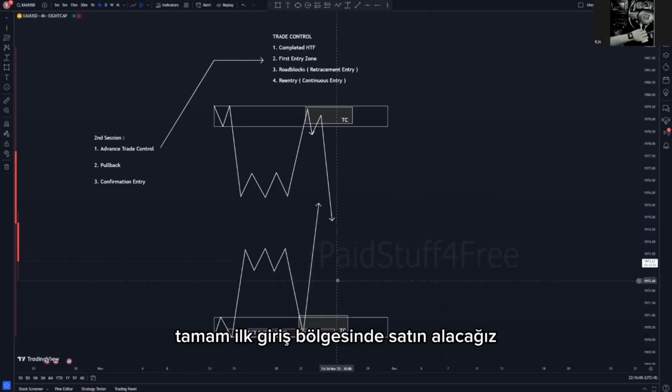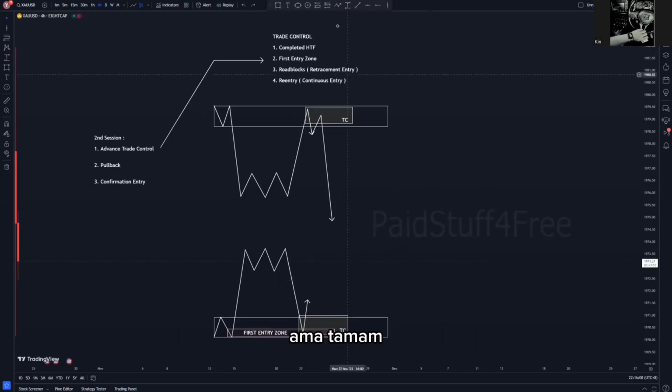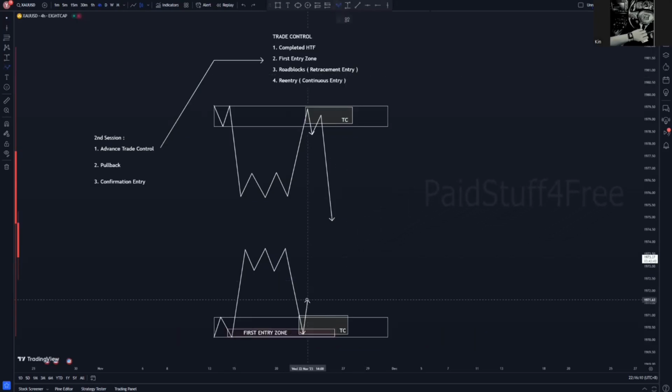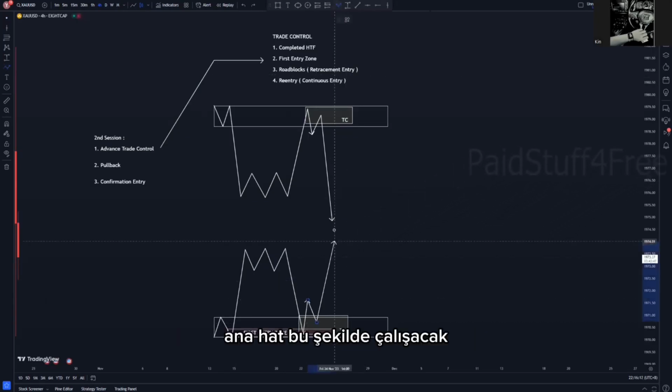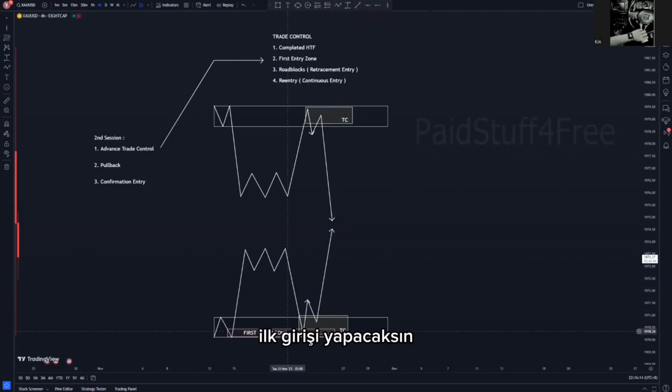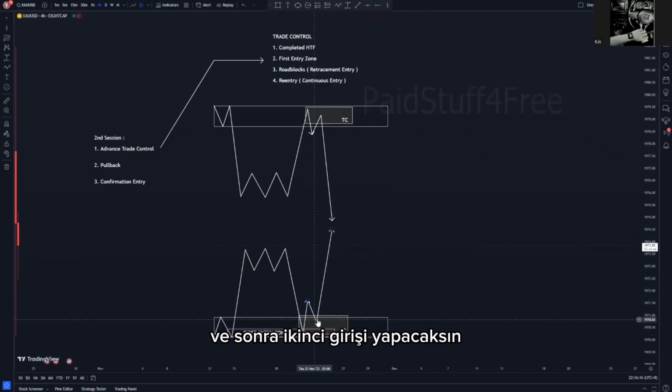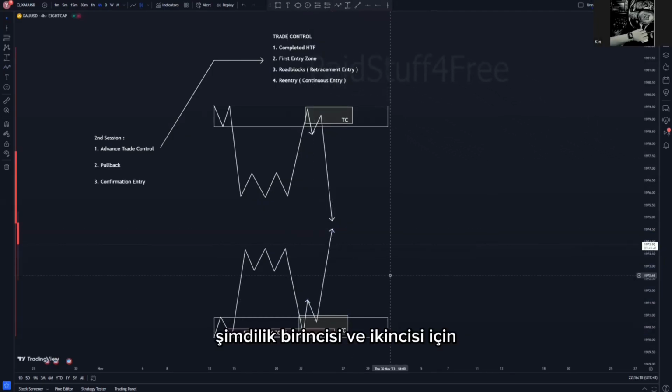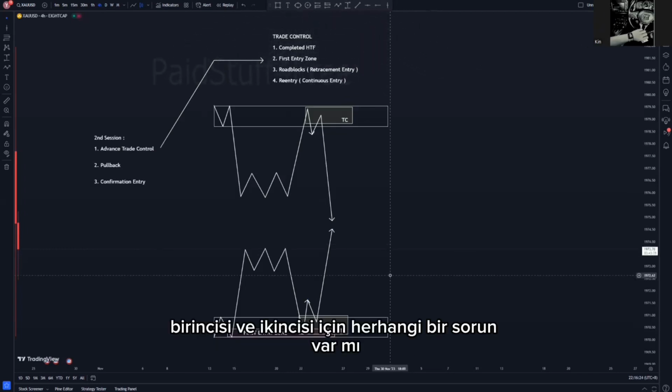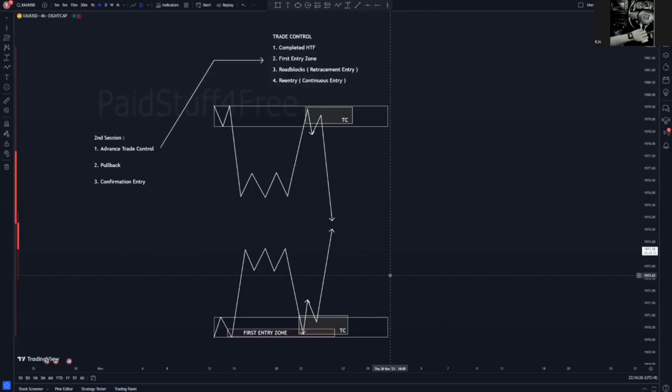We're going to take the buy on the first entry zone, but the main line is going to work like this, right? So you're going to take the first entry and then you're going to take the second entry somewhere around here. So for now, for the first and the second one, is there any problem? Vincent? All right, good.